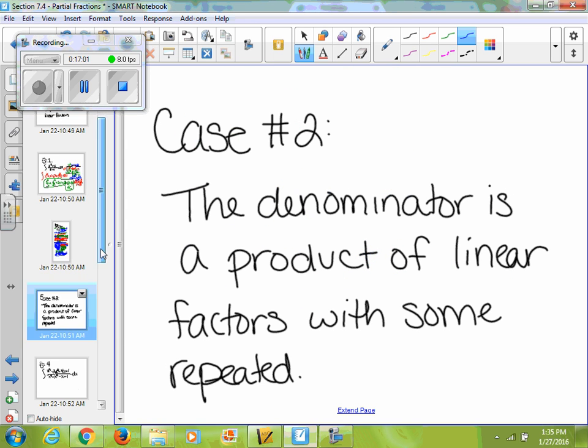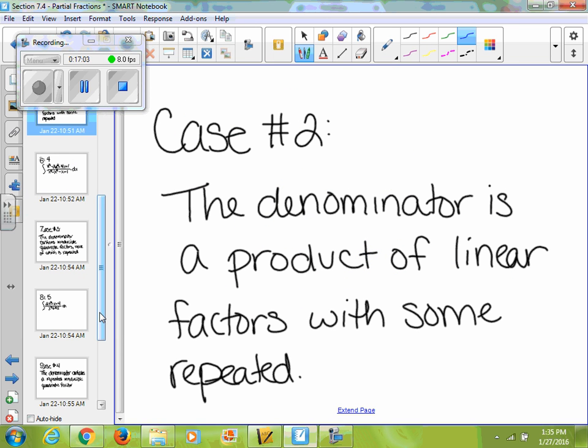Okay, so let's look at our second case. Case 2 is when your denominator is a product of easy linear factors, but your easy linear factors are repeated. So a lot like case 1, except that your linear factors will be repeated, so you might have like an x squared plus 1 squared or something.